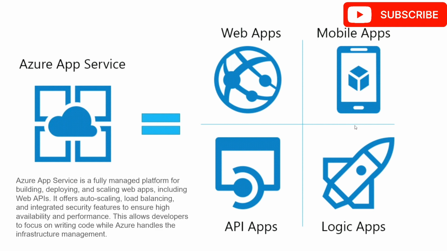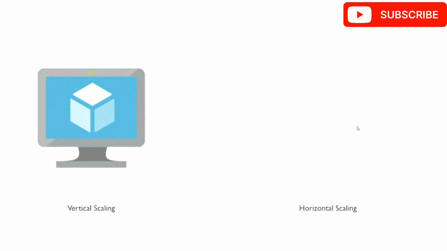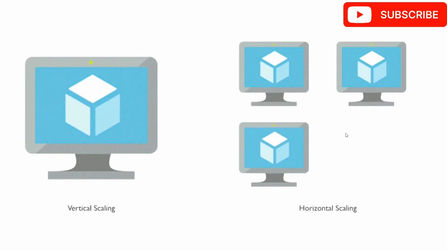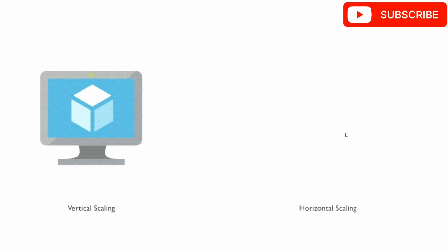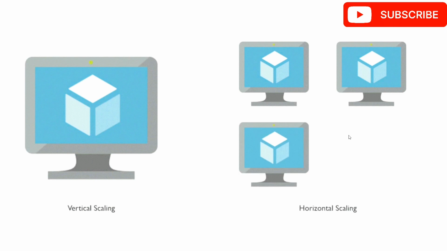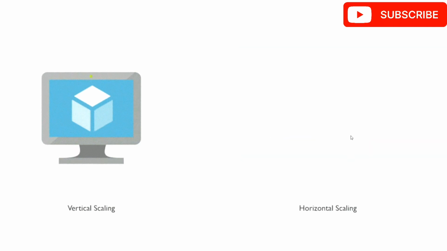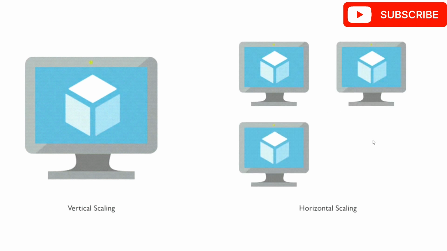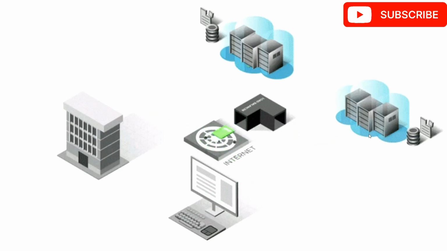One of the key benefits of Azure App Service is auto scaling. There are two types of scaling, vertical scaling and horizontal scaling. In vertical scaling, we increase the size of the instance, and in horizontal scaling, we adjust the number of instances running your application based on the demand, ensuring high availability and performance. Plus, it offers load balancing, so it distributes the traffic evenly across your instances so that no single instance is overwhelmed by the incoming traffic.